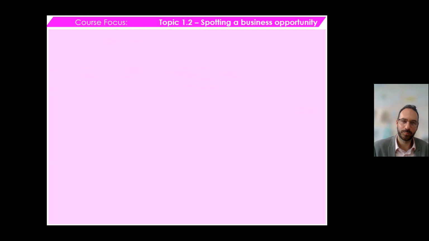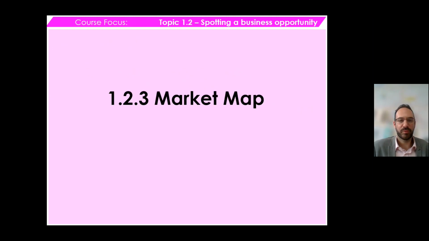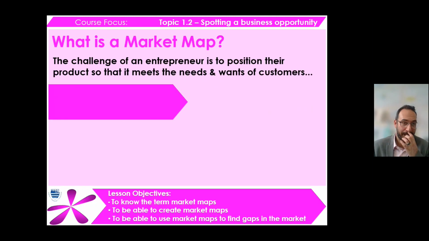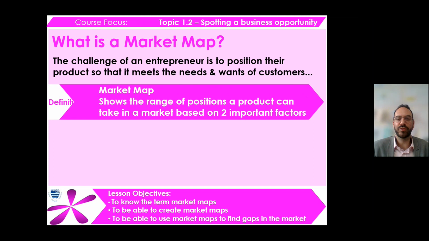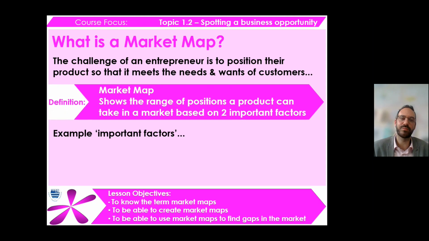Okay, let's keep going. So 1.2.3, this is a continuation of the same topic. This is the market map. So what is a market map? Now, the challenge of an entrepreneur is to position their product so that it meets the needs and wants of customers. A market map shows the range of positions a product can take in a market based on 2 important factors.